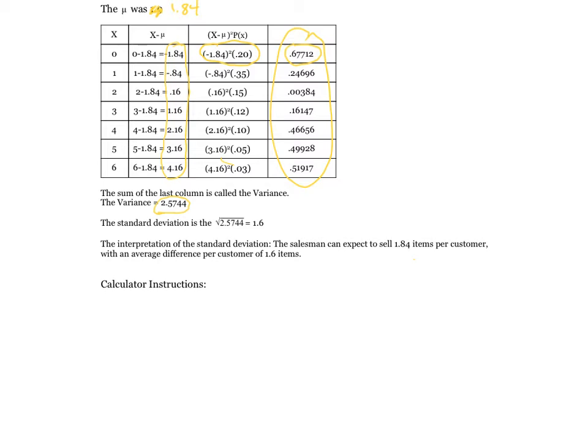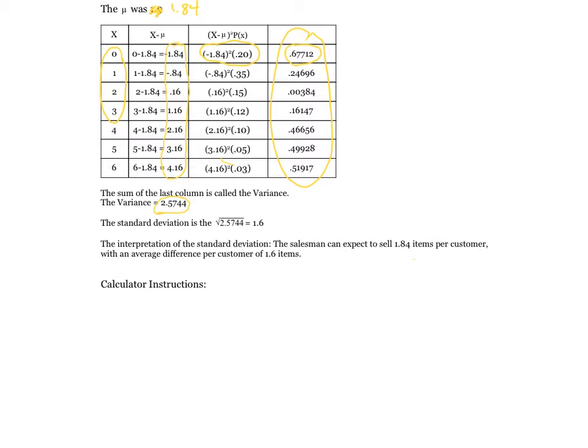Okay, so the average variance in how many items that this salesman sells per customer is about 1.6. Okay, so sometimes they can sell up to 3, and sometimes they can sell as little as none. Okay, anything beyond that doesn't happen very often. If you look on the chart of probabilities, the salesman can pretty much expect to sell 0 to 3 items most of the time.